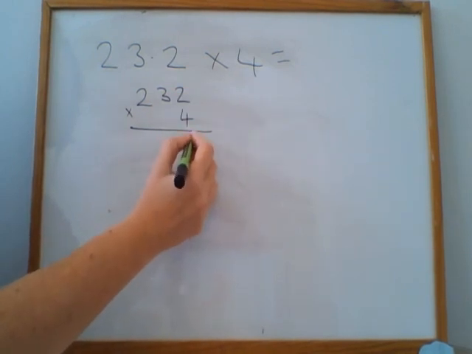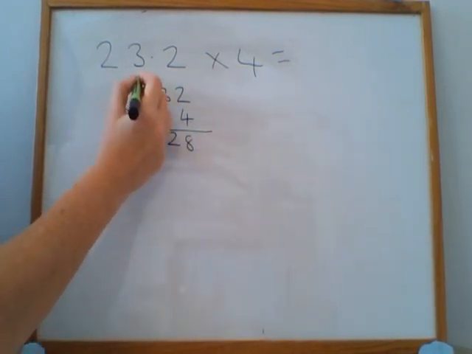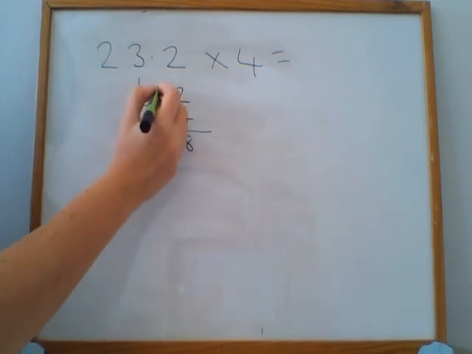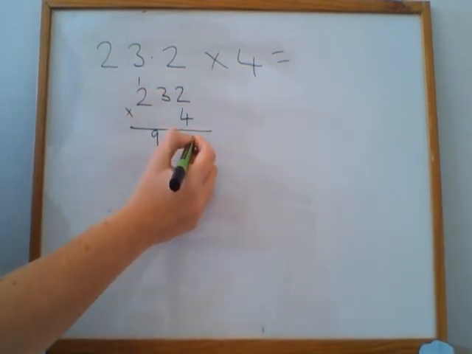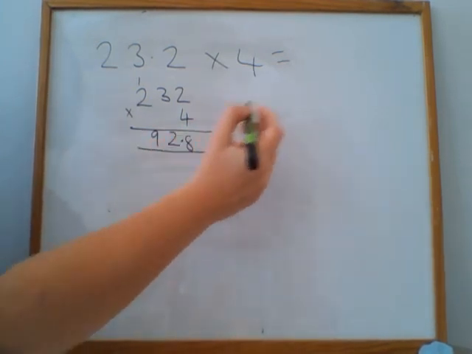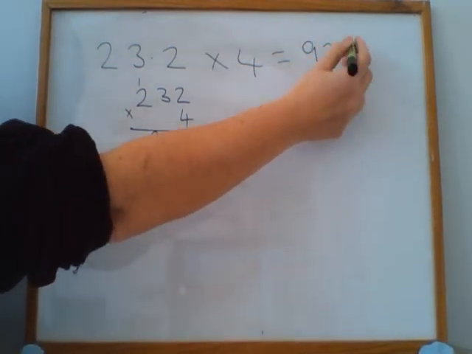4 times 2 is 8, 4 times 3 is 12, carry 1. 4 times 2 is 8 and 1 is 9. We made it 10 times bigger, so we have to remember to make it 10 times smaller in our answer. So our answer would be 92.8.